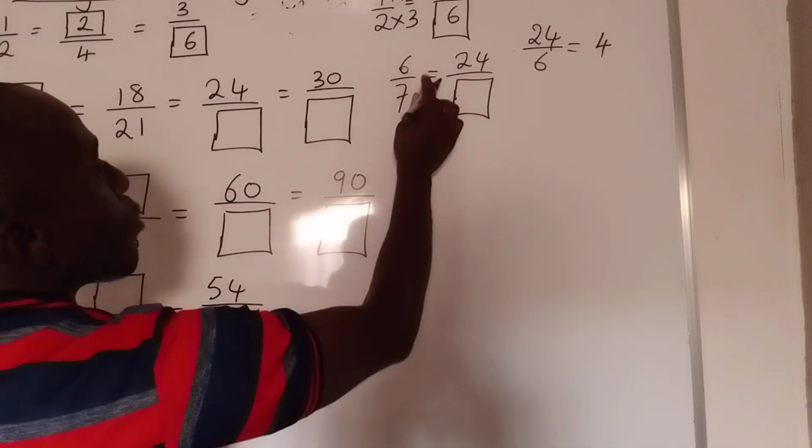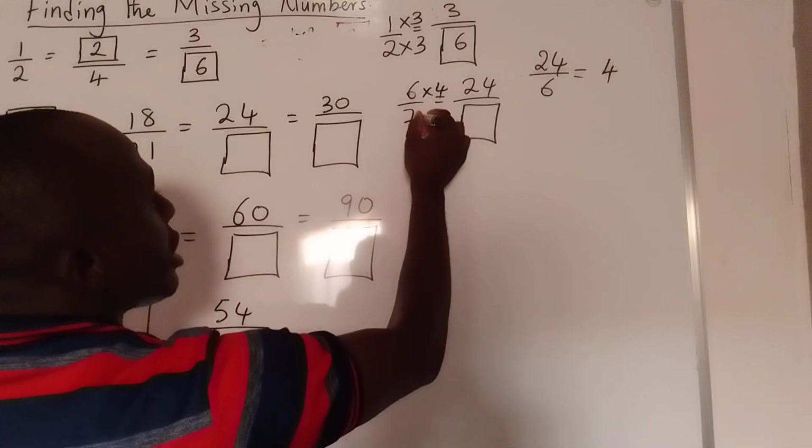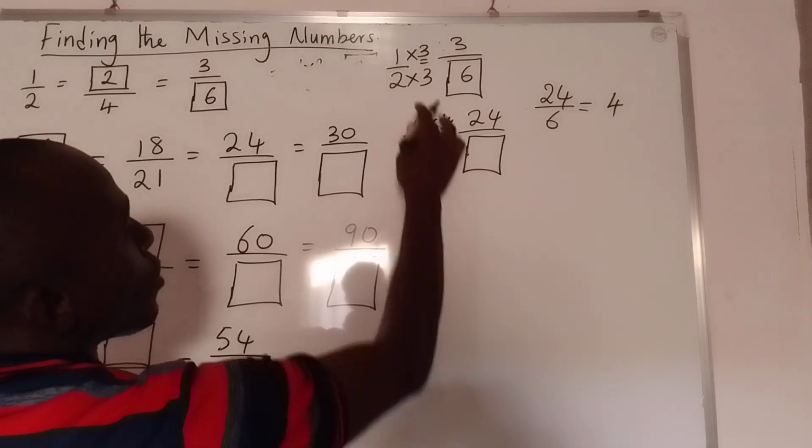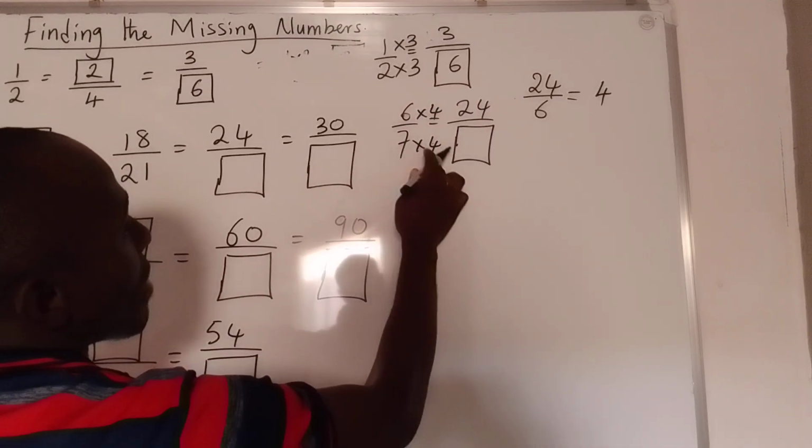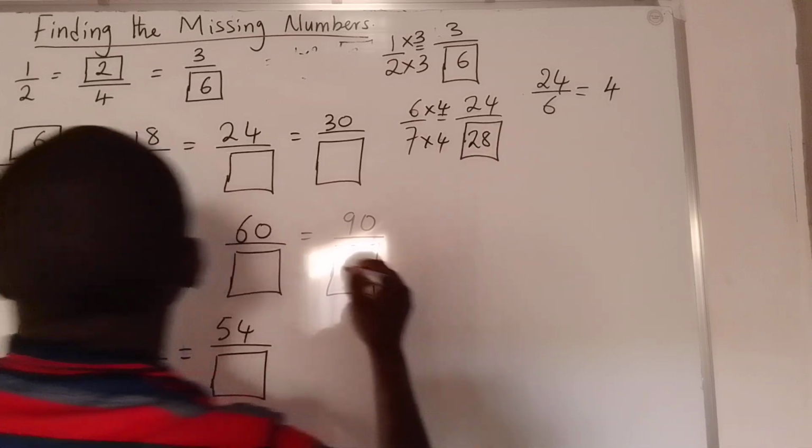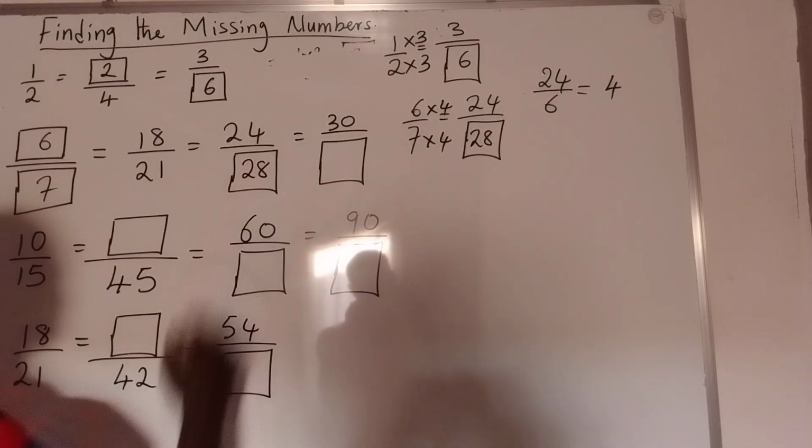So the number I'm going to multiply both the numerator and the denominator by is 4. So 6 times 4 is 24, 7 times 4 is 28. So my answer here is 28.